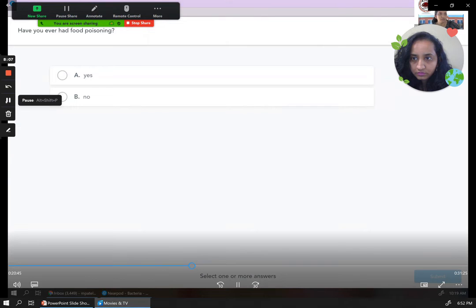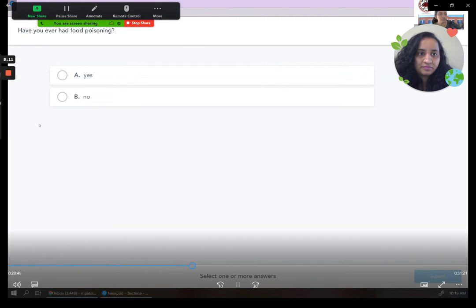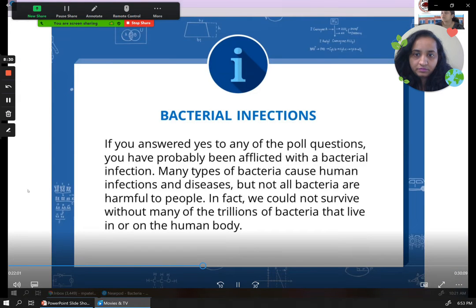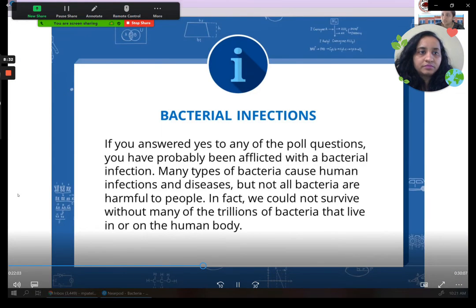More of us have had food poisoning than the earlier eye infection and ear infection. It's pretty common. This was me using a poll to activate students' prior knowledge about the topic we were about to learn, which is bacteria. Because there are a lot of good ones as well.